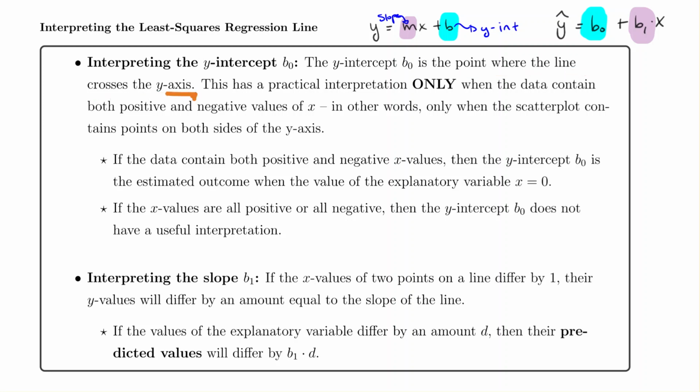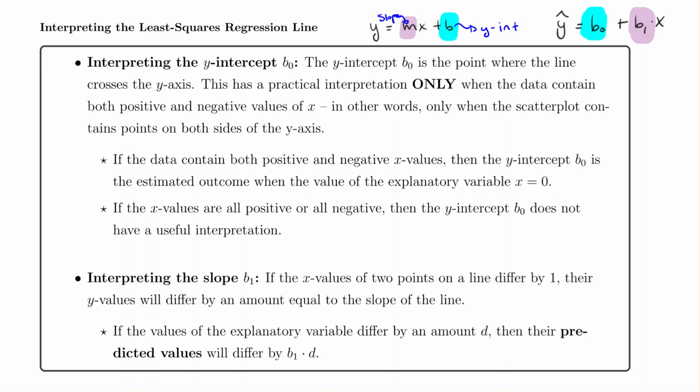Now this will have a practical interpretation, what we mean by practical is in the context of the problem, only pay attention to this when the data contain both positive and negative values of x. So in other words, you can only give an interpretation to the y-intercept if your scatter plot contains both points before the y-axis and after the y-axis. Said another way, we could say if the data contain both positive and negative x values, then the y-intercept is the estimated outcome when the value of the explanatory variable is 0.